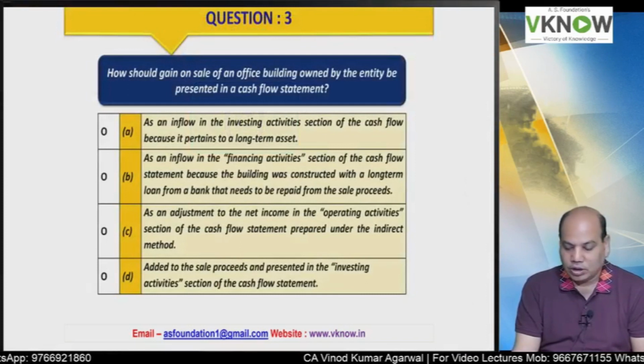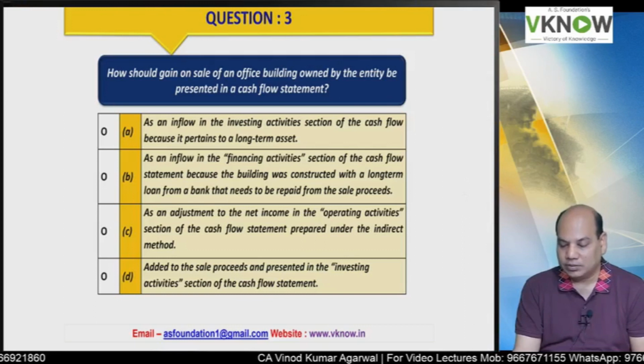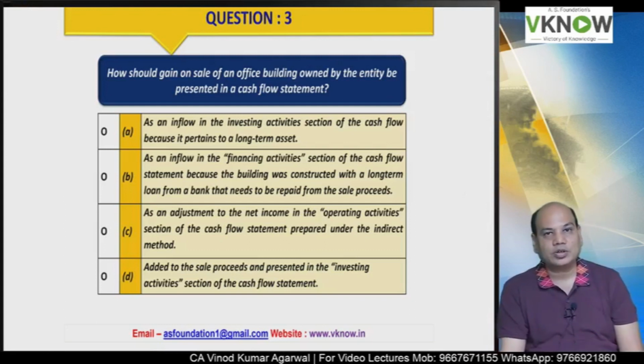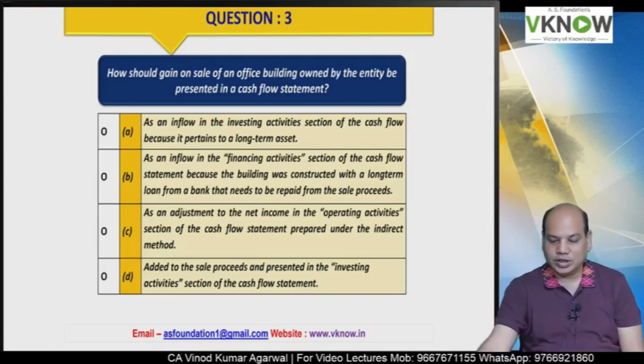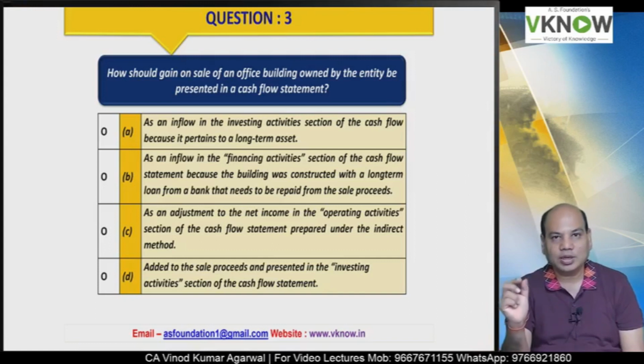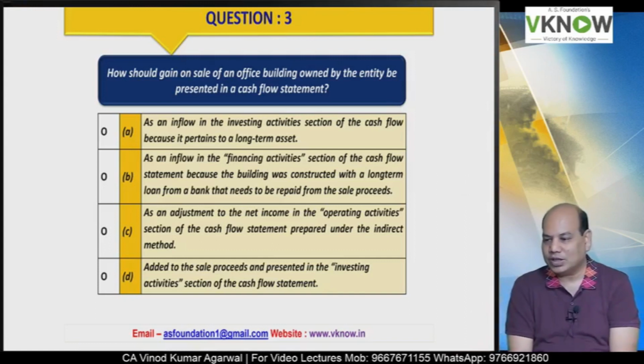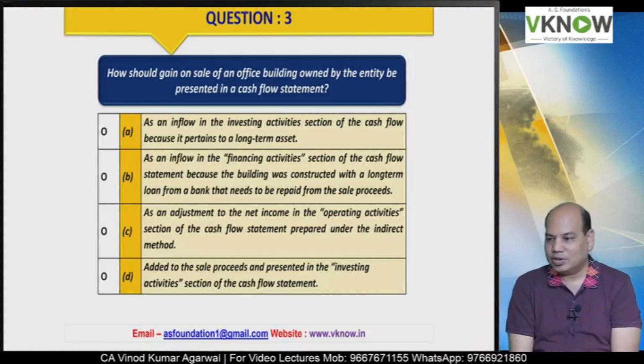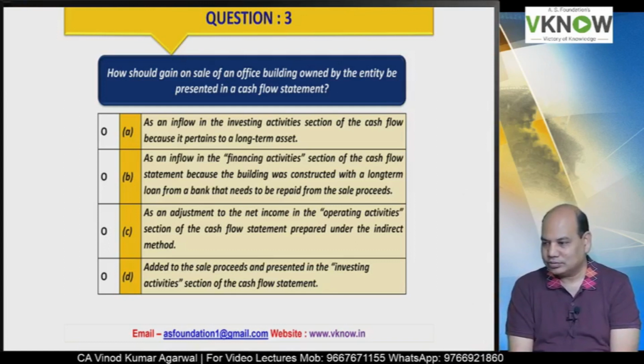Okay, try one more. How should gain on sale of an office building owned by the entity be presented in the cash flow statement? Options are on the screen. Please read the options and give me the answer. Just mention A, B, C or D. Let me see how much you have understood.